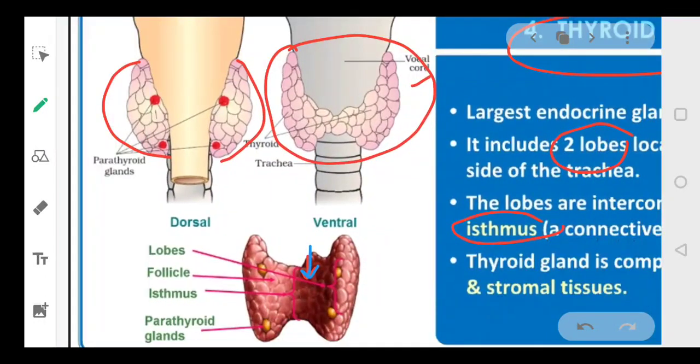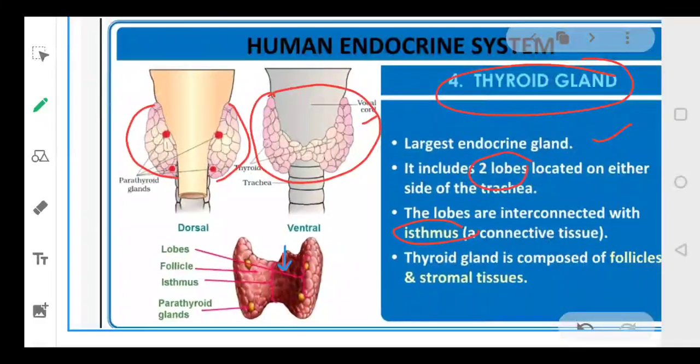Okay, right, everyone? So this isthmus is basically a connective tissue. What is the definition of connective tissue? The tissue that connects. So the isthmus connects the two lobes of the thyroid gland. That is why it is called a connective tissue.